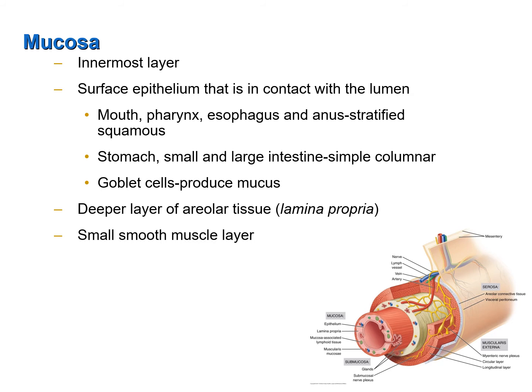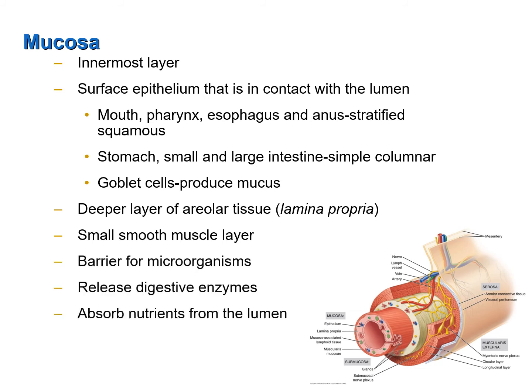The cells of the surface epithelium in the mouth, pharynx, and esophagus, as well as the anus, are stratified squamous cells. In the stomach, small and large intestine, the cells are simple columnar. There are also numerous goblet cells, specialized cells which produce mucus to lubricate the GI tract for ease of movement of substances through the GI tract and also for protection of the GI tract. There's also a small smooth muscle layer which contracts and throws the lining of the mucosa into folds.